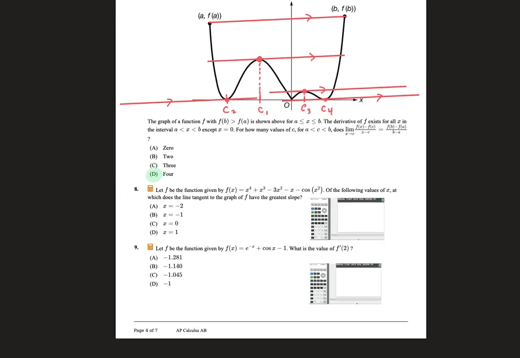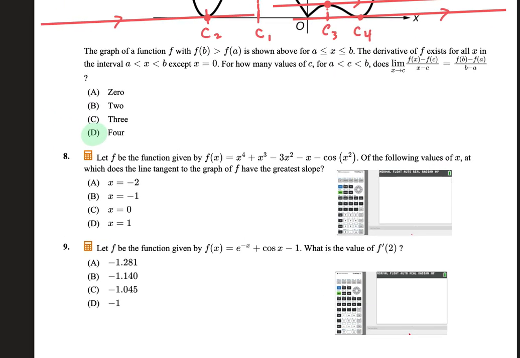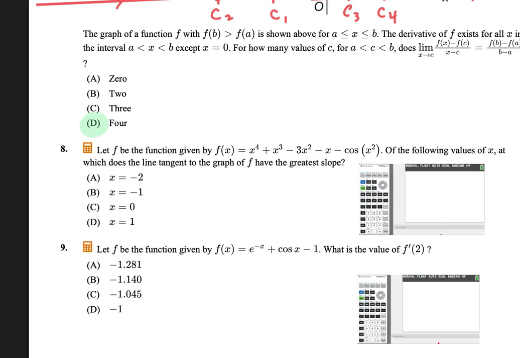Okay, so let's look at these calculator questions. For number 8, they say let f be the function given by this function. Of the following values of x, at which does the line tangent to the graph of f have the greatest slope? Okay.